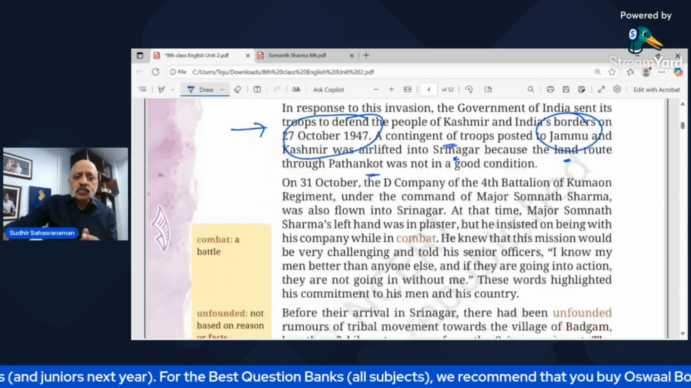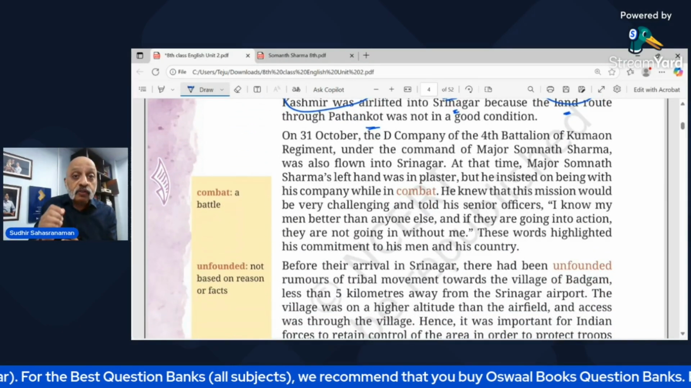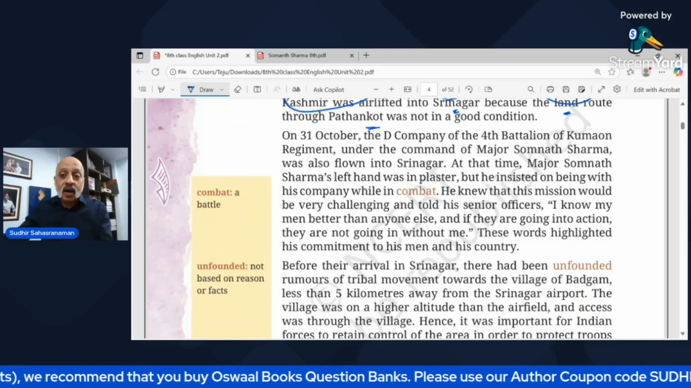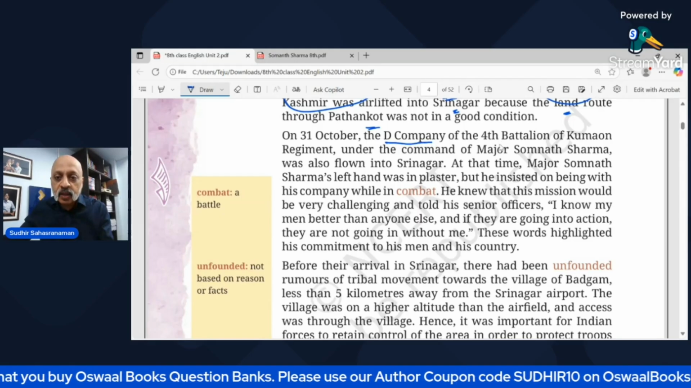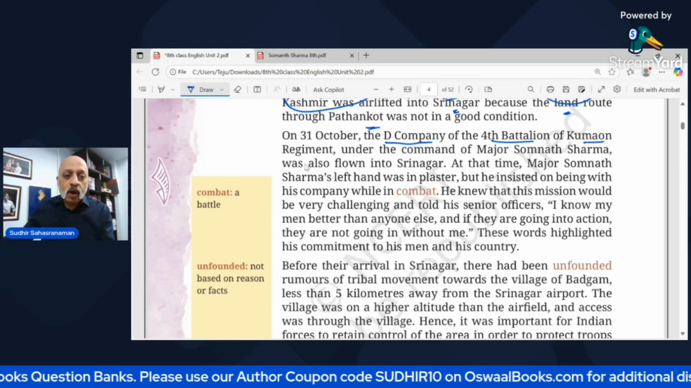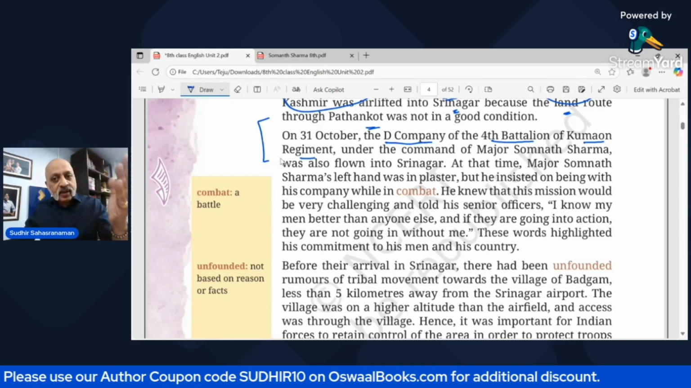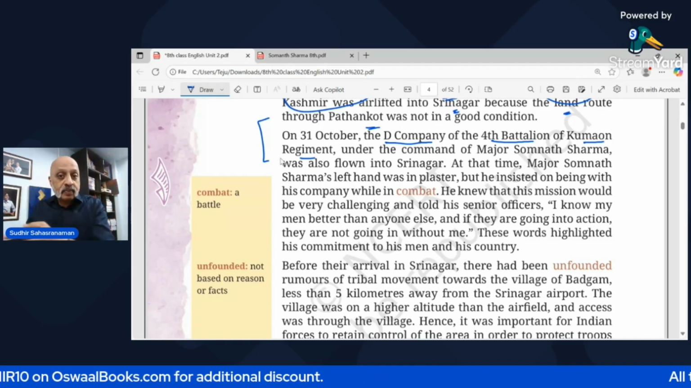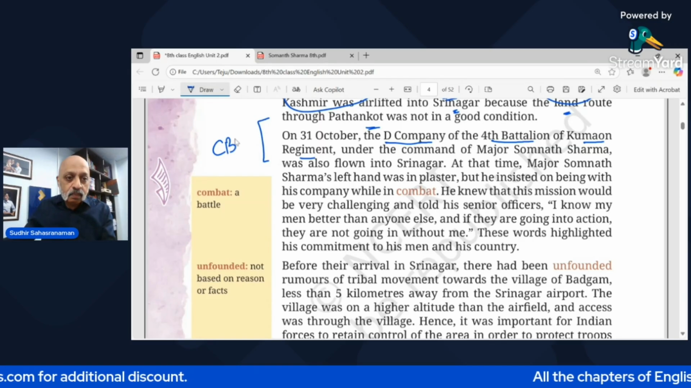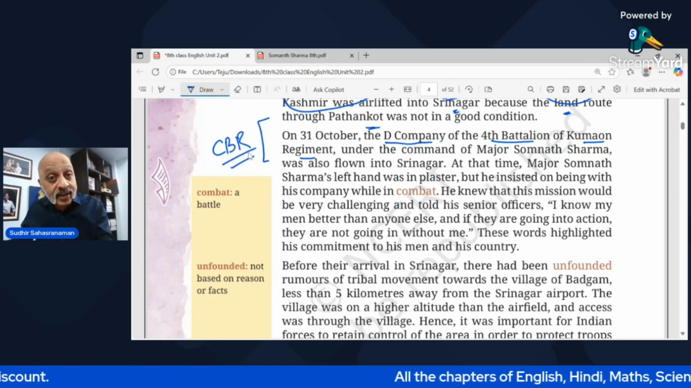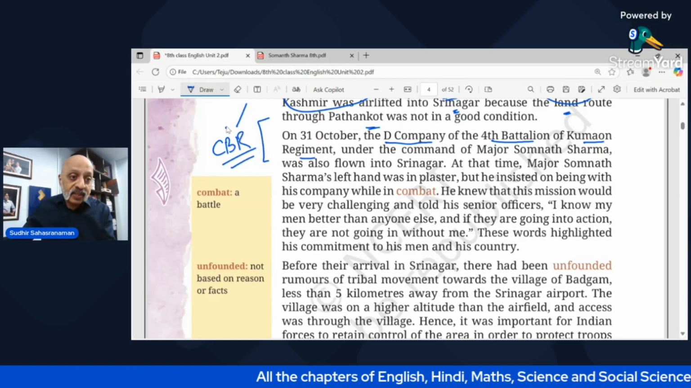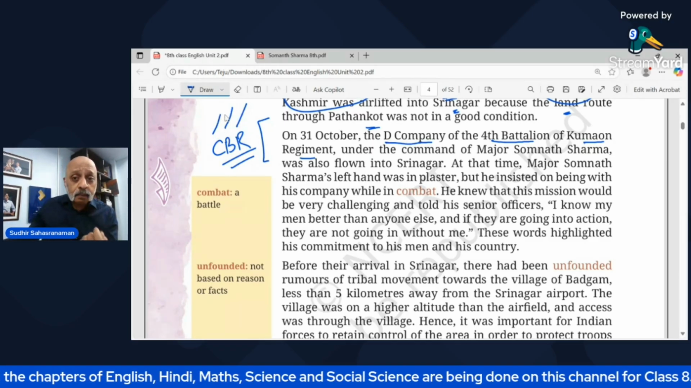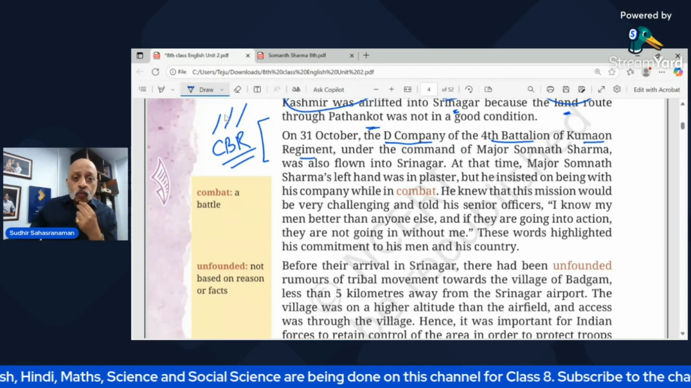Now, on the 31st of October, the D Company of the 4th Battalion of the Kumaon Regiment. These are all parts of the Indian Army. Regiment is bigger than the battalion, which is bigger than the company. So company, battalion, regiment; you can remember it as CBR, because sometimes these army terms can get a little confusing. So the D Company of the 4th Battalion of the Kumaon Regiment.